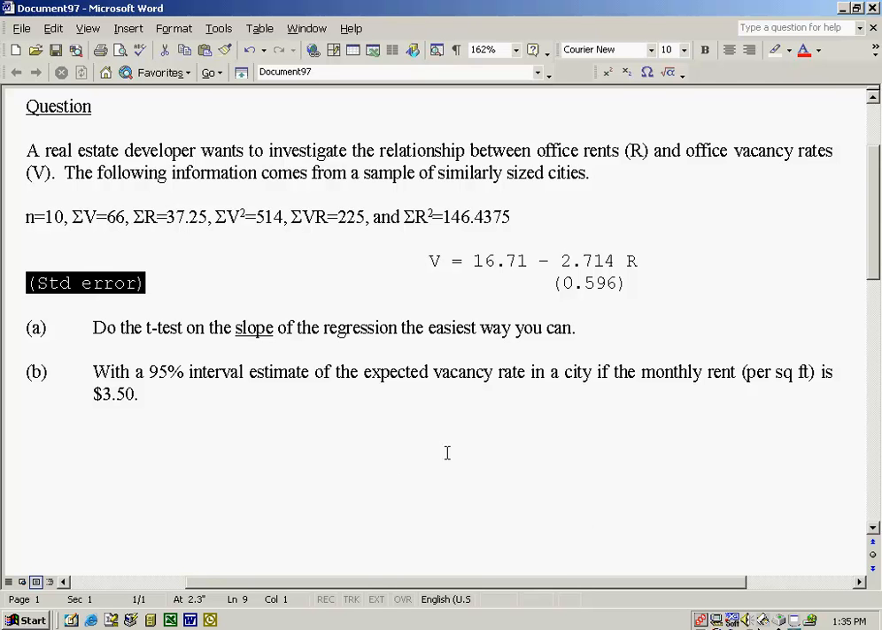Let's do the t-test on the slope of the regression the easiest way we can. Well, we're going to do it a way. It may not be the easiest way. What we're going to have to do first is determine which is the x and which is the y. In general, y hat is equal to beta hat 0 plus beta hat 1 times x. So that will be our information.